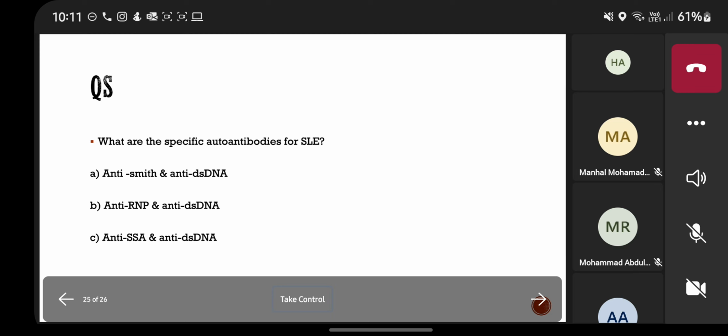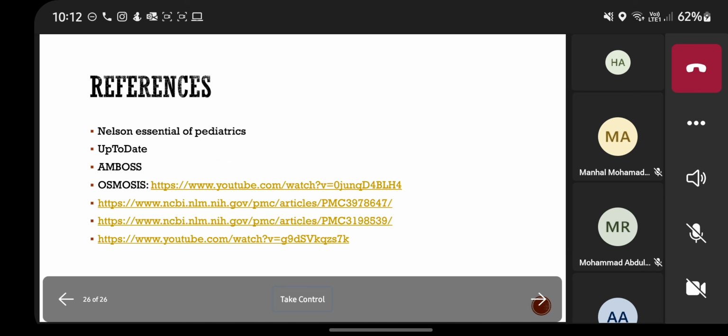Okay, next question. I can read it. What are the specific autoantibodies for SLE? A, anti-Smith and anti-double-stranded DNA. B, anti-RNP and anti-double-stranded DNA. And C, anti-SSA and anti-double-stranded DNA. I would go for A. Correct. Thank you.